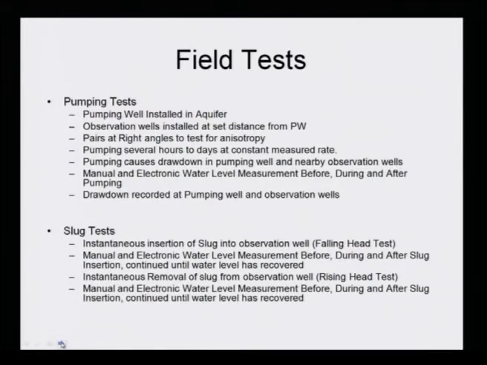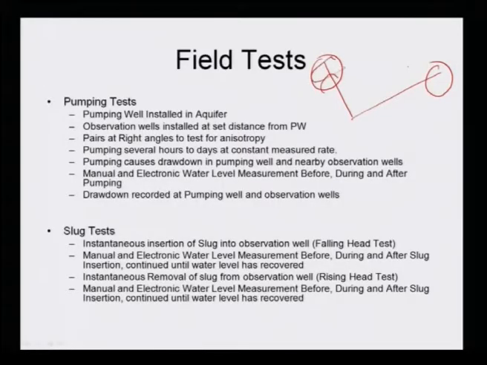Pairs at right angle to test for anisotropy. If this is my pumping well, the pairs are at right angles. So, one observation well will be here, one will be here, at right angles to each other, so that I can find out the anisotropy. Anisotropy means the property of permeability in the x and y direction is not the same. Isotropic means kx is equal to ky is equal to kz, the permeability is the same in the x, y and z directions.